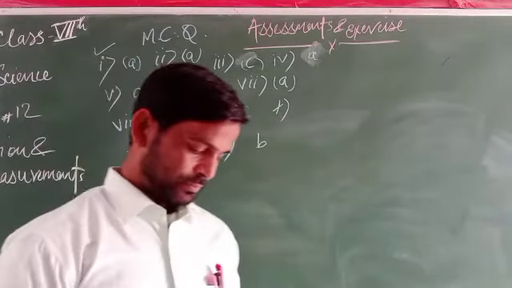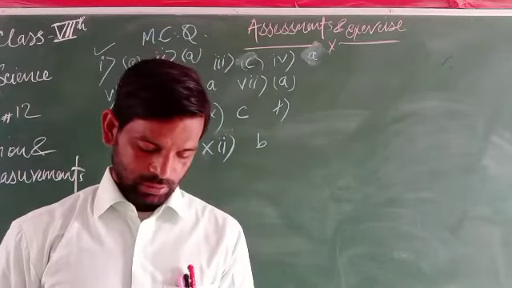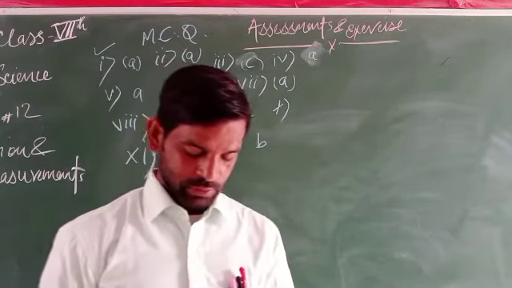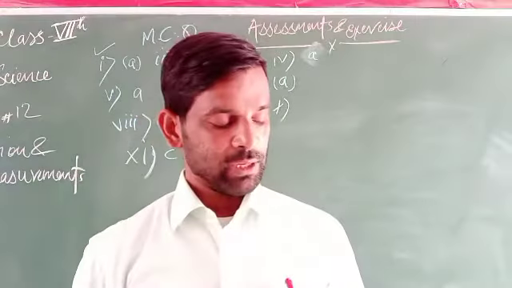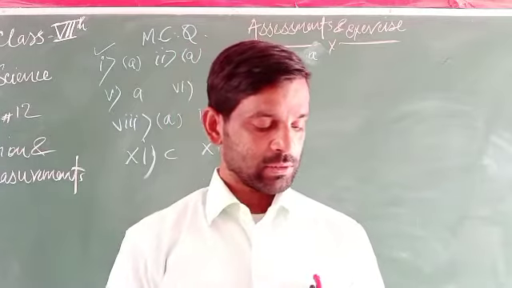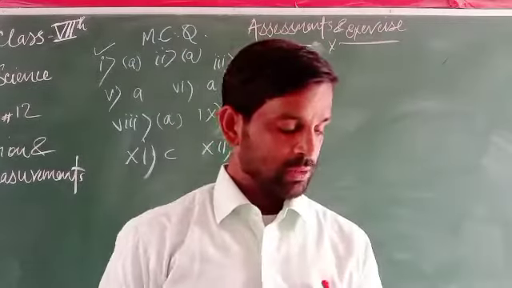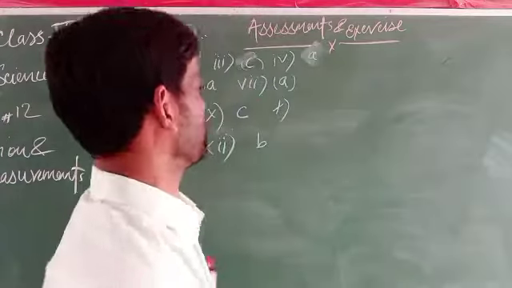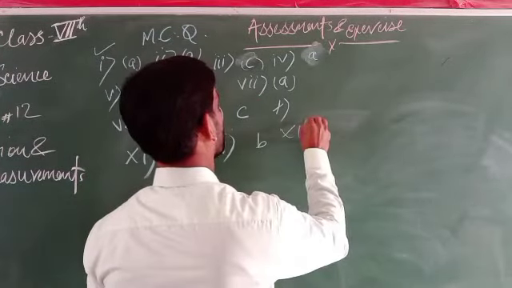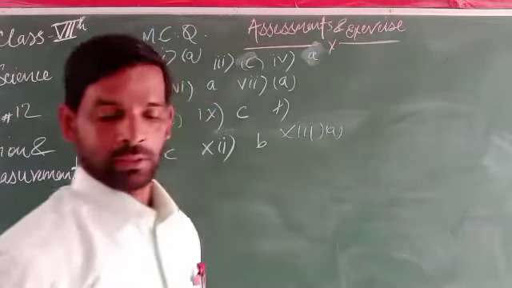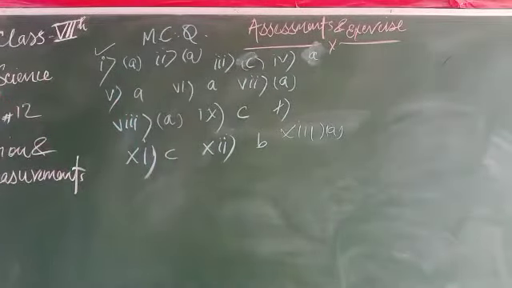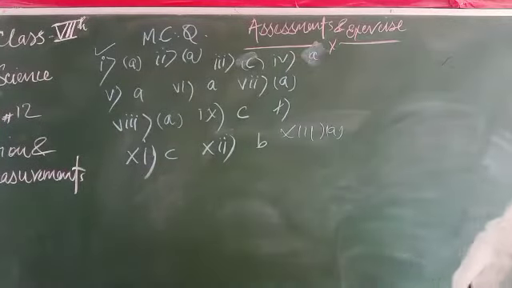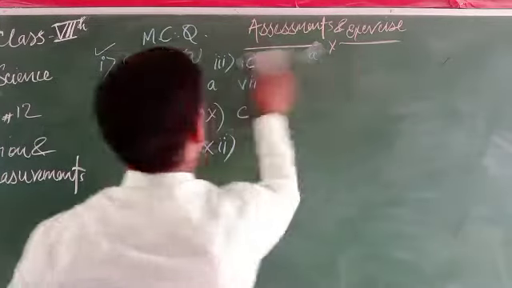Now 13. A student is asked to plot a distance time graph for motion described by table A and table B. So tables A and B are given, and in this sequence question number 13 answer will be A, that is both A and B. 13A. This is all about the MCQ, multiple choice questions, and we'll have to move on to the next portion.